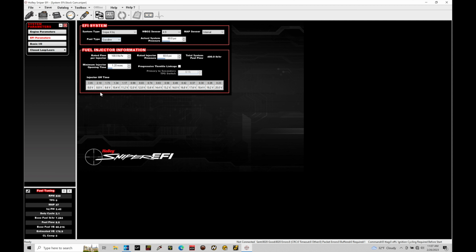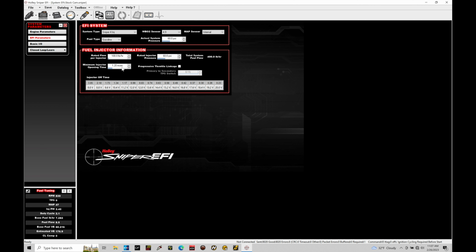Now, the fuel injector information here is going to be programming things like the injector flow rate. This is how much the maximum flow rate coming from the injector can be, and it's going to be establishing this flow rate based on this pressure. So this is going to be the rated pressure, at 100 pounds per hour, of where they're actually getting this flow rate from.